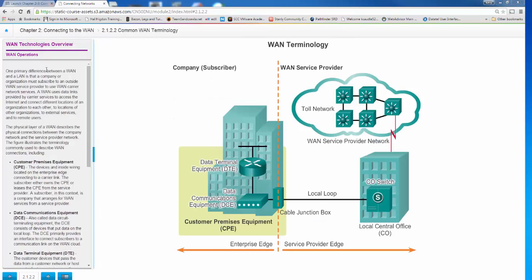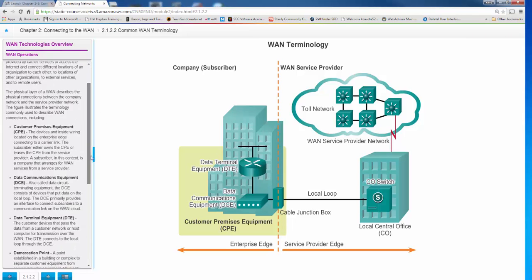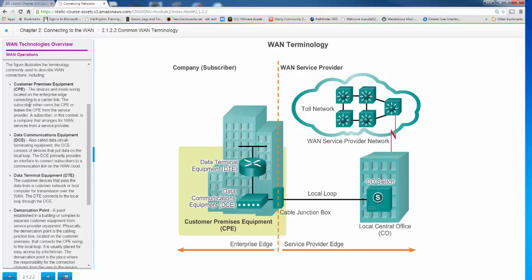When we discuss WANs, it's important that we understand some terminology. Now, first is customer premise equipment, or CPE. That is the equipment owned typically by the customer that is on the customer side of the connection. Sometimes it is a device that you actually lease from the WAN provider, but most of the time it's a piece of equipment that you own.